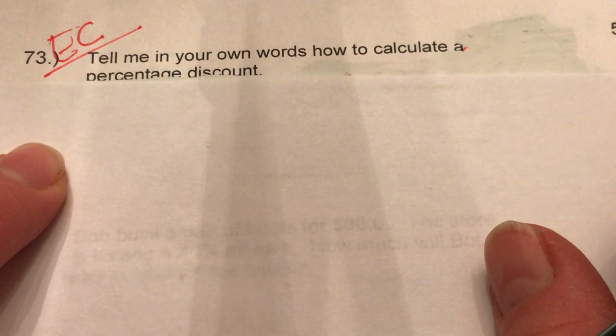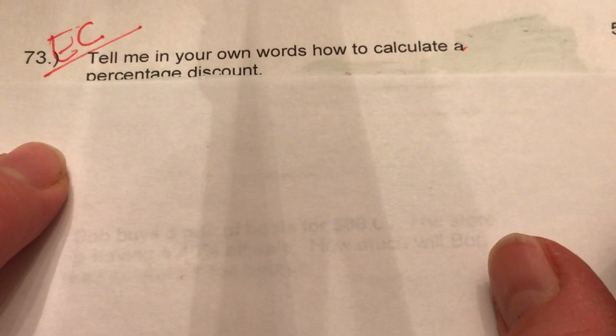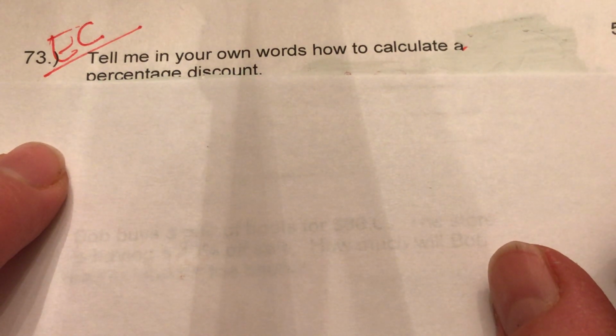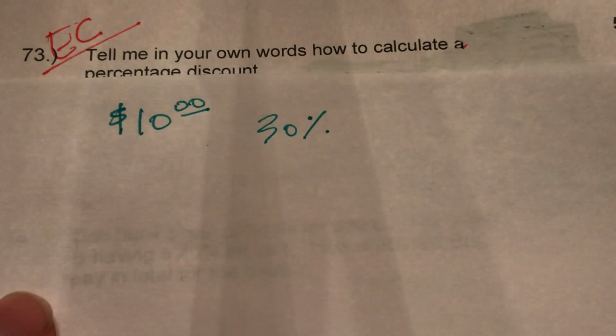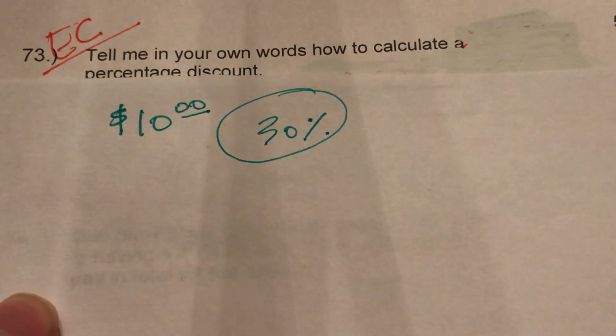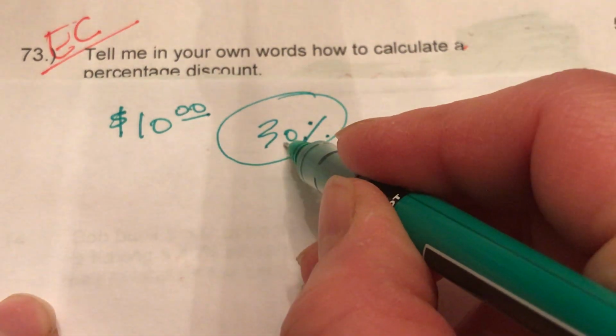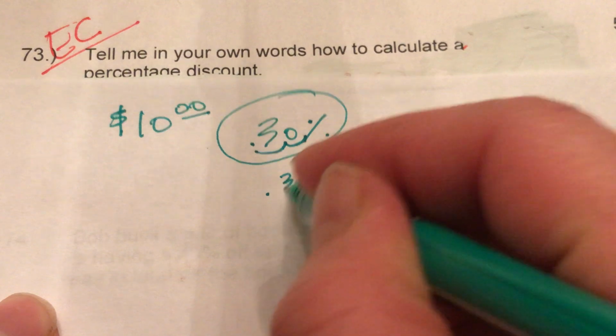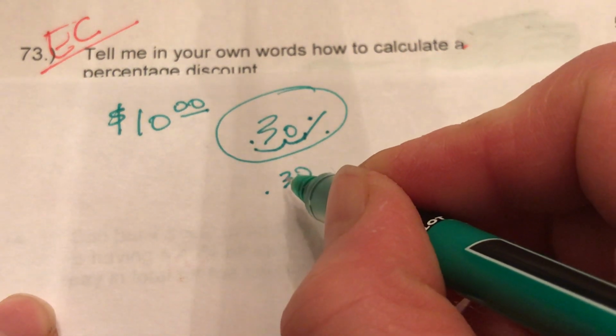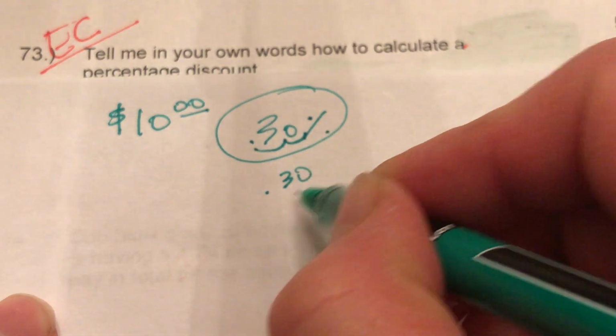Number 73, tell me in your own words how to calculate a percentage discount. It's similar to calculating tax. So if you are at Target or Kohl's and you have a 30% off coupon, let's say, and you want to buy something like a pillow for $10, and you're going to get 30% off. So what you're going to do is turn your percent into a decimal. So you're going to move back 2 spaces to 0.30. So your decimal of 30% is 0.3 or 0.30.